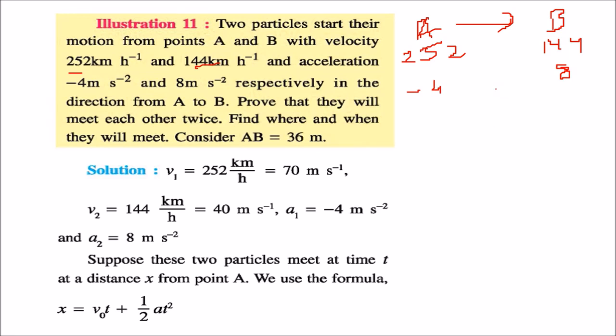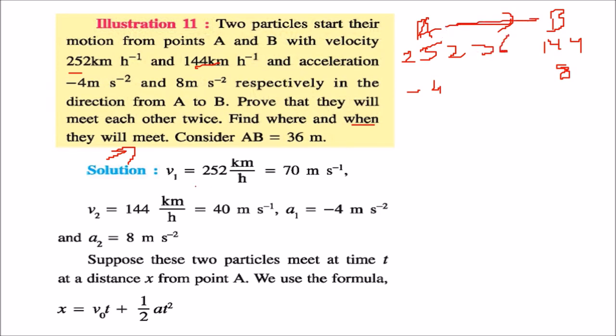We will get a quadratic equation and some roots. Those two values will show that they meet twice. From where and when they will meet, we'll find this out. First of all, the time will be found, and then the distance will also be found. We have to consider the distance between A and B as 36.